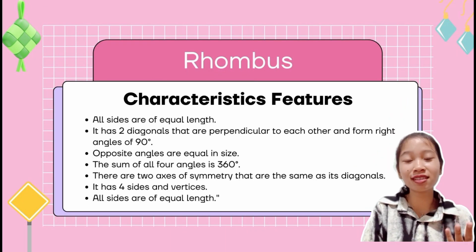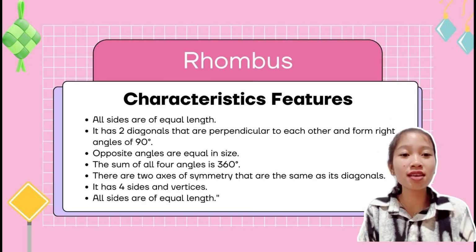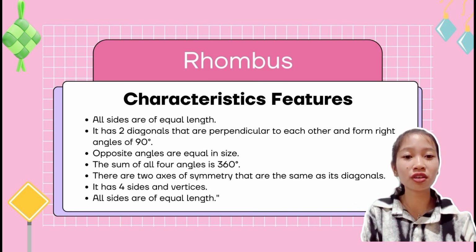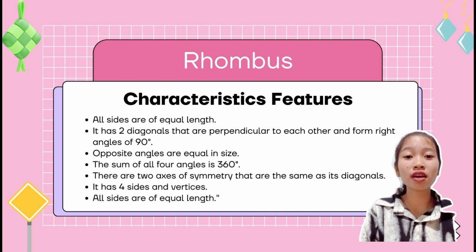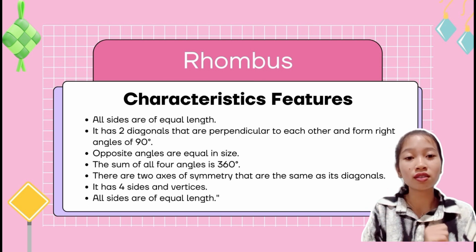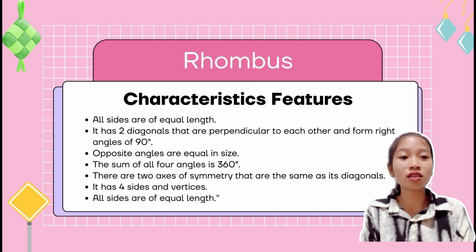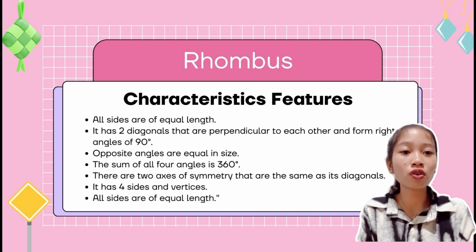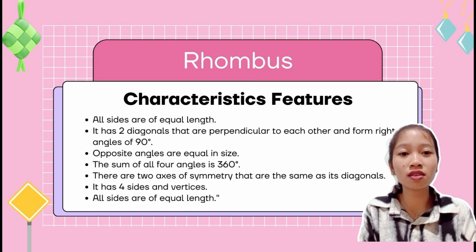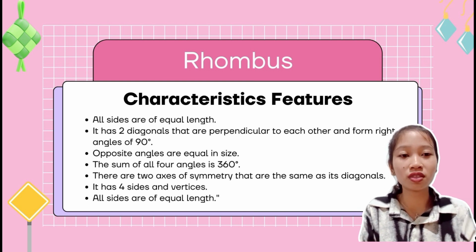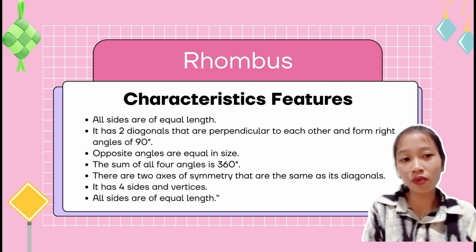Next, the rhombus characteristics. The first, all sides are of equal length. The second, it has two diagonals that are perpendicular to each other and form right angles of 90 degrees. The third, opposite angles are equal in size. The fourth, the sum of all angles is 360 degrees. The fifth, the axes of symmetry are the same as its diagonals. The sixth, it has four sides and four vertices. The last, all sides are of equal length.